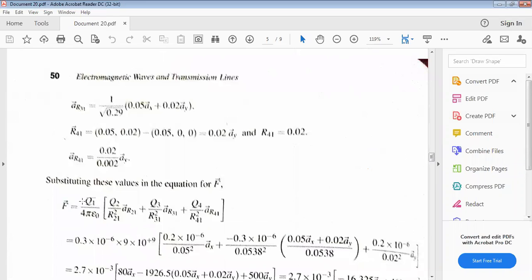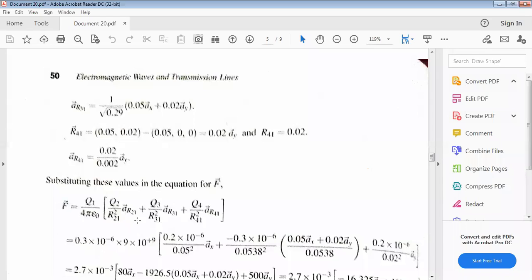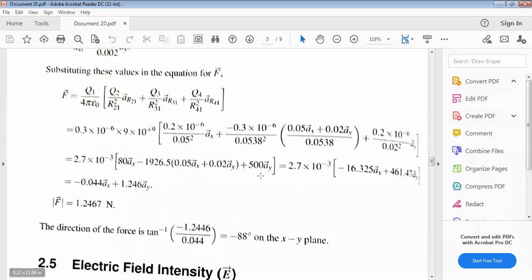And how much force acts on Q1, that you have to separate here. So Q1 by 4 pi epsilon naught, Q2 by R21 whole square AR21, Q3 by R31 whole square AR31, Q4 by R41 whole square AR41. Simply substitute and simplify. We get the net force acting on that point charge Q1 because of charges Q2, Q3, and Q4, and this much force acts on that point charge Q1. And that's all about Coulomb's law and associated problems.